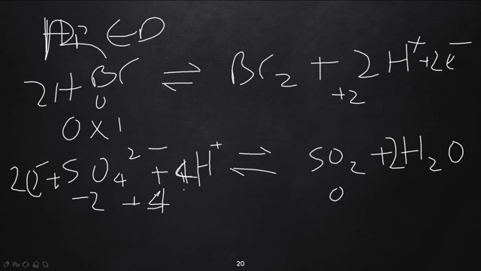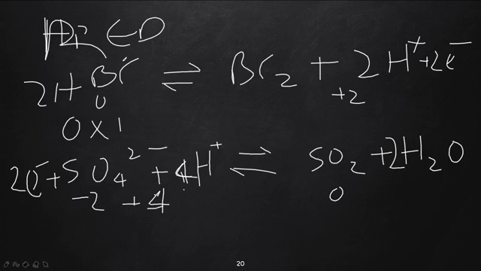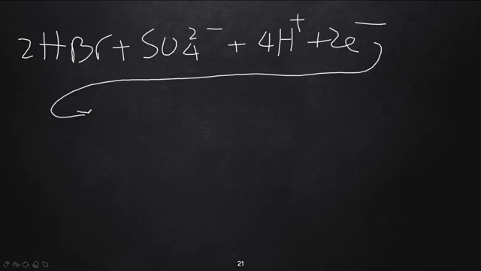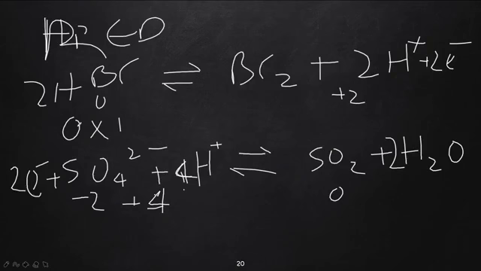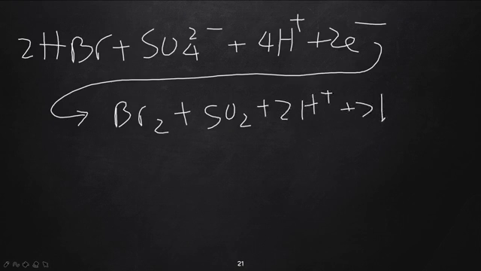So now the reduction half equation and the oxidation half equation. That's 2HBr, plus, going back to see what I'm doing, SO4 2-, plus 4H+, with 2 electrons, 2e-, is going to give us Br2, bromine liquid, plus SO2, plus 2 hydrogen ions, 2H+, and 2 water molecules, 2H2O, plus 2 electrons also.